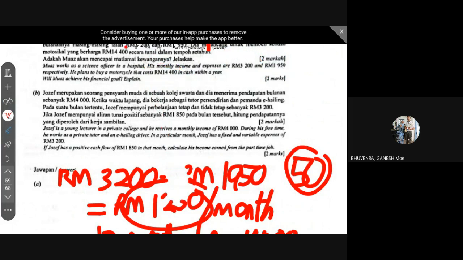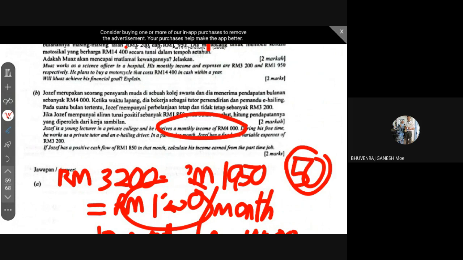Okay, let's analyze first. So now it's a different situation, not related to the top. This one is completely different. So Joseph is a young lecturer at a private college. Monthly income 4,000. Always try to circle or highlight these key points in the exam. Whenever you see a number in maths, just highlight that part so that you don't forget to add or minus it. Because sometimes a lot of info comes in maths, a lot of numbers.